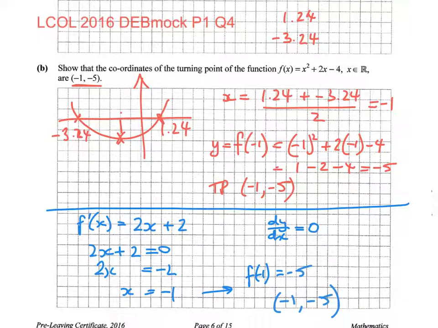You're either differentiating and equating your derivative to naught and solving that to get your x value, or because it's quadratic, because it's symmetrical, because it's going to be halfway in between the two roots, we just find the average by adding them together and dividing by 2.